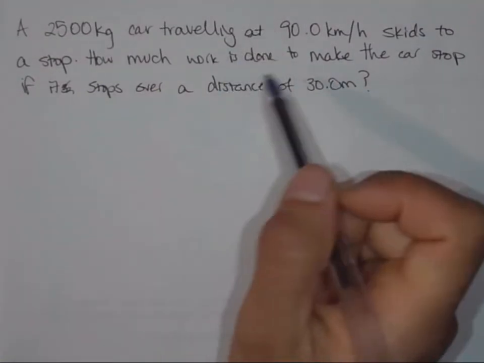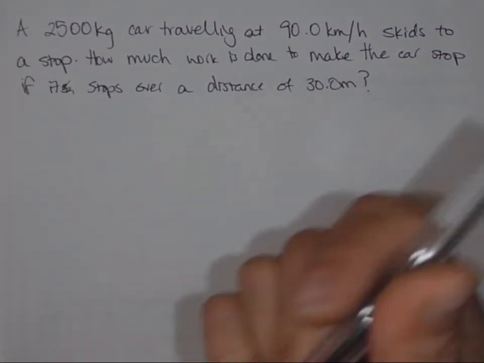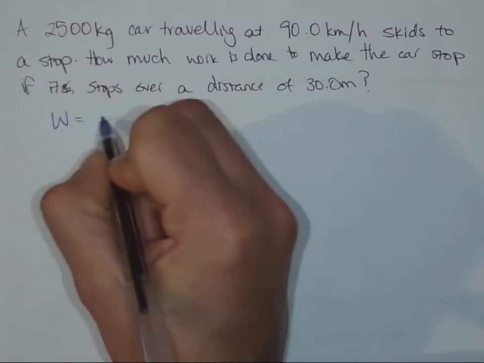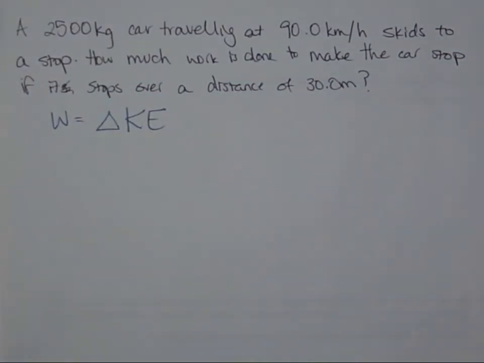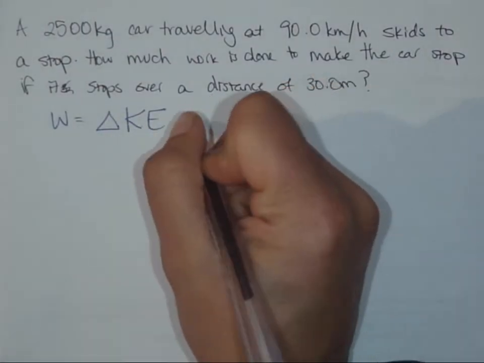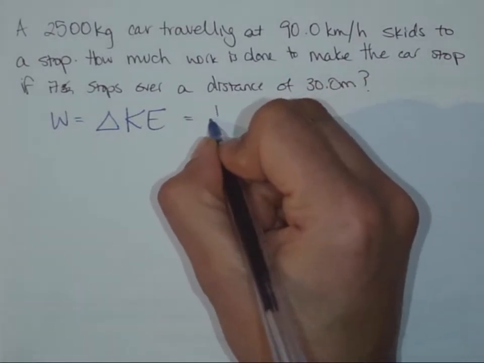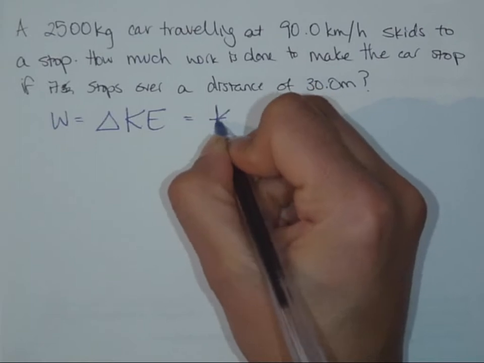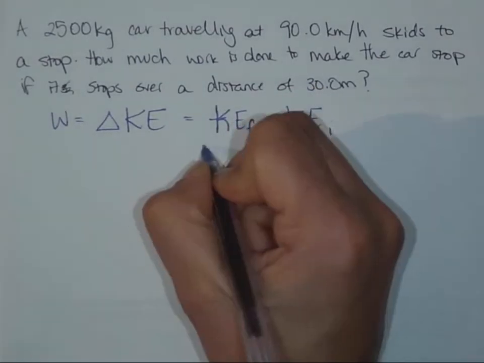In this case, you have the speed of the object changing. If the speed of the object is changing, then you are looking at the work being done to cause a change in kinetic energy. Okay. So let's take a look at what changing kinetic energy is. Changing kinetic energy is our final kinetic energy minus our initial kinetic energy.